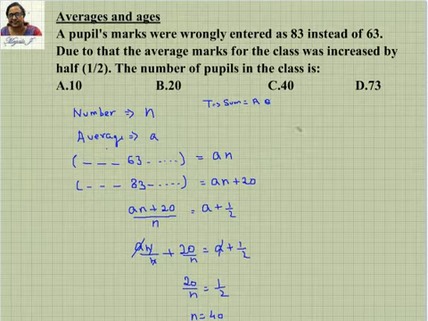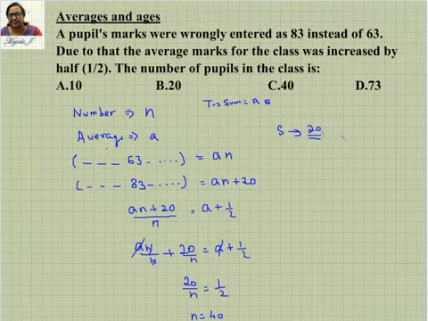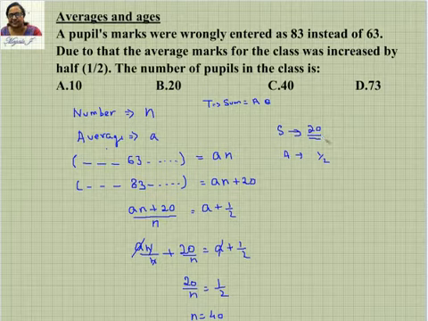That is when you have this 20 increase, the change in the quantity is 20, the sum. The change in the sum is only 20. Due to this, the average is increased by half. This 20 is distributed to all the quantities equally. That is how we had to assume.